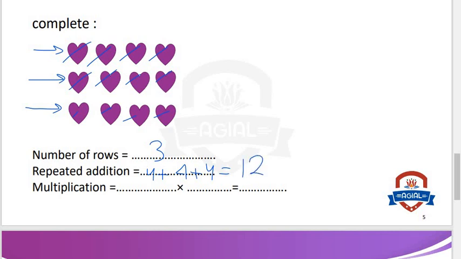Okay, we can use multiplication. How many rows do we have? We have 3 rows. Multiply. How many hearts in each row? 4. 3 multiply 4. 3 rows, and each row has 4 hearts. 3 multiply 4, super, equal 12 hearts. Do you understand it well?